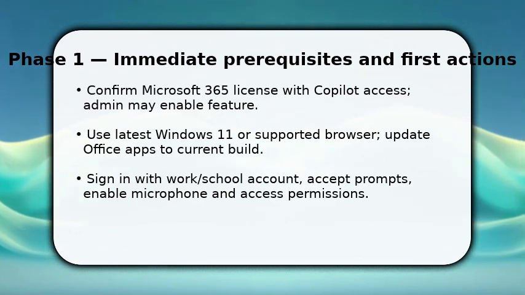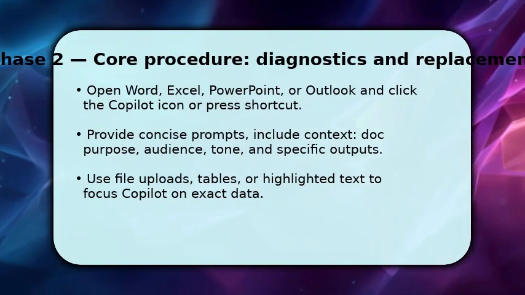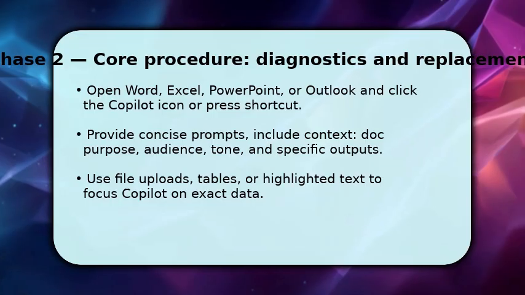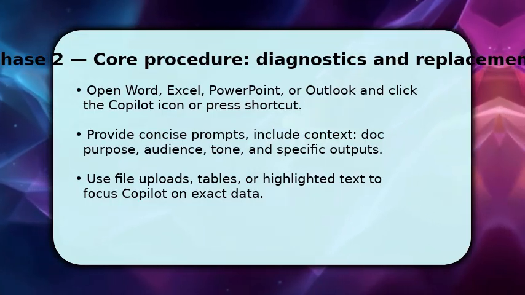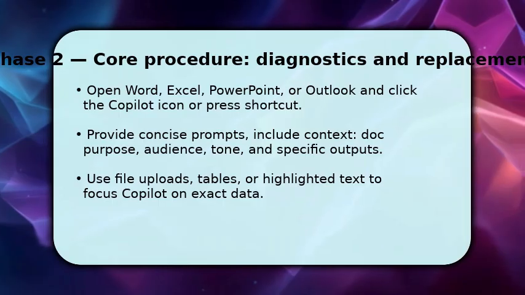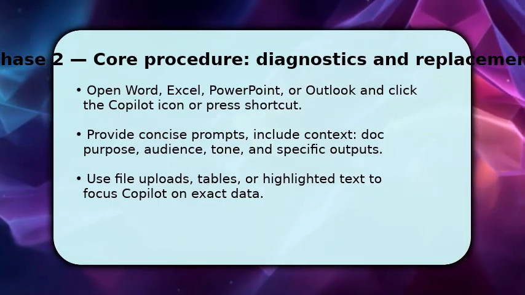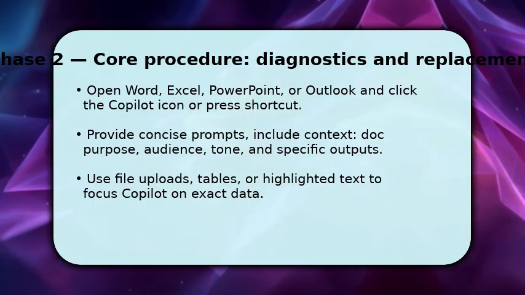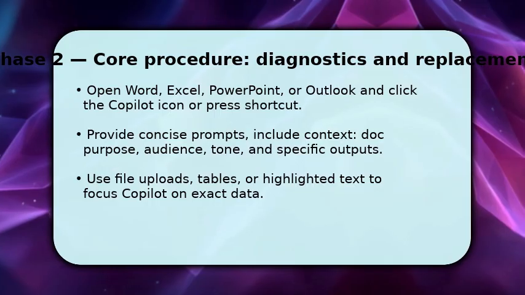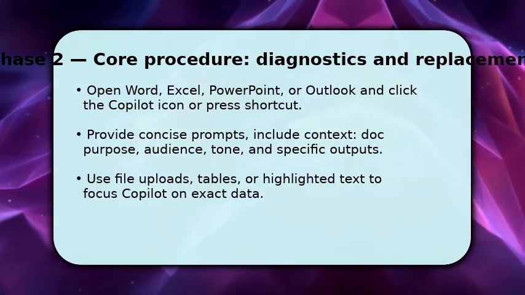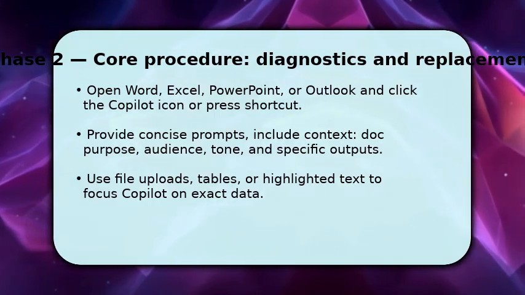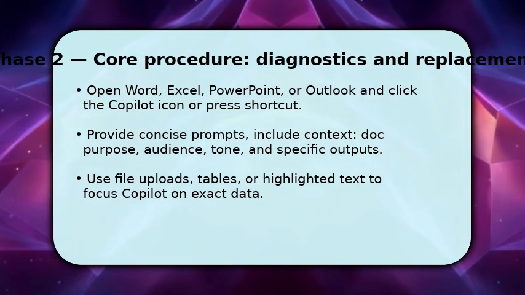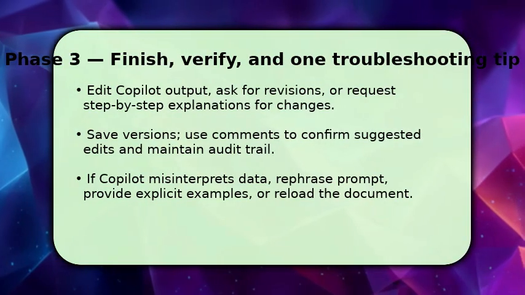You invoke Copilot inside an app and then give it context. Do this early to shape results. Click the Copilot button or use the shortcut and state the task clearly: summarize, draft, analyze, or design. Include document purpose, target audience, and desired tone. For example, ask for a one-page executive summary in neutral tone. When working with numbers or slides, paste or highlight the exact table or section so Copilot uses that data rather than guessing.